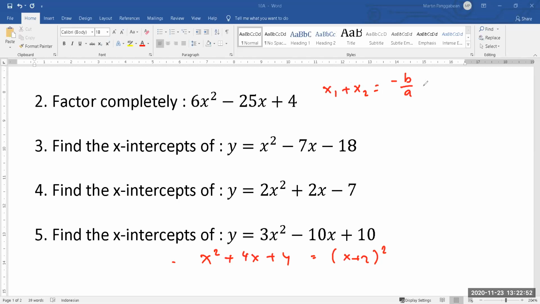Negative b over a is negative 4. You know that x1 equals negative 2 and x2 equals negative 2. See how that applies. So actually, you just substitute x1 as negative 2 and x2 also negative 2. Let's just do it as it is. Although it's the same x-intercept, by definition, because we want to sum it, we just sum the same value. I hope that explains your question.